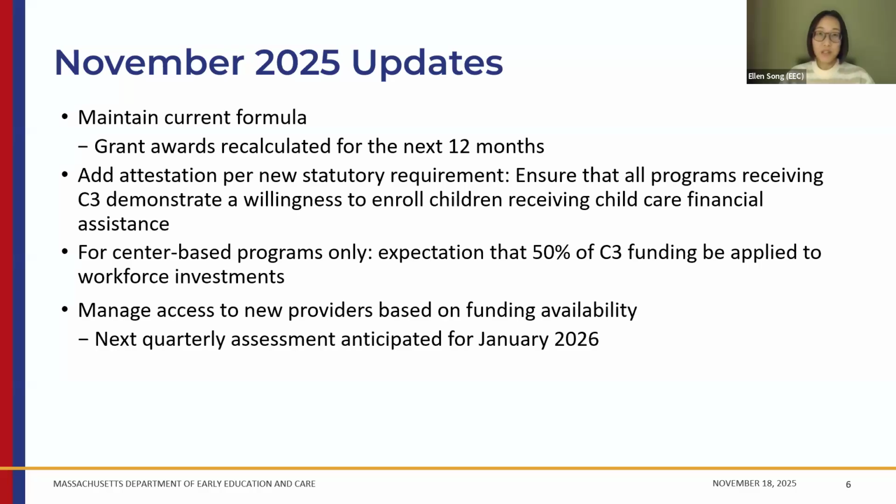Lastly, since C3 is level funded again at $475 million for fiscal year 26, we are currently managing access to new providers based on funding availability. What this means is that each quarter, the department assesses whether or not we can allow new programs to participate in C3 based on the funding available. The next time we will be making this assessment is at the end of this quarter, December. So the next assessment is anticipated for January 2026.